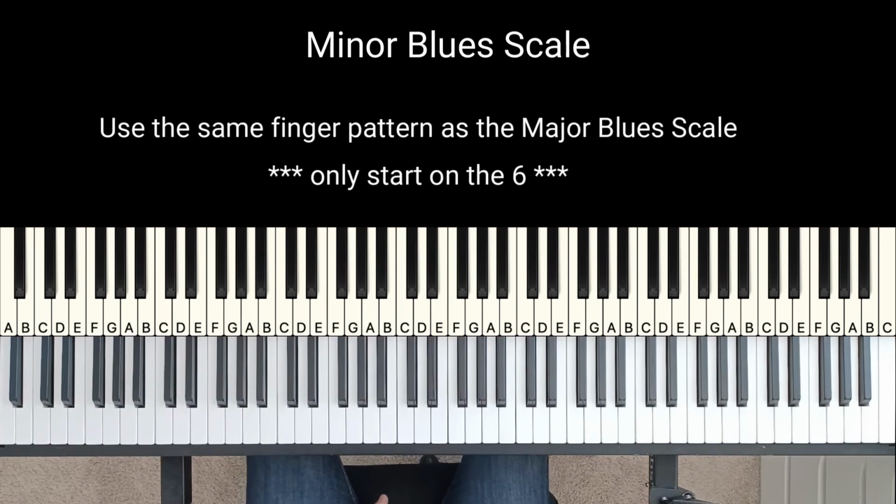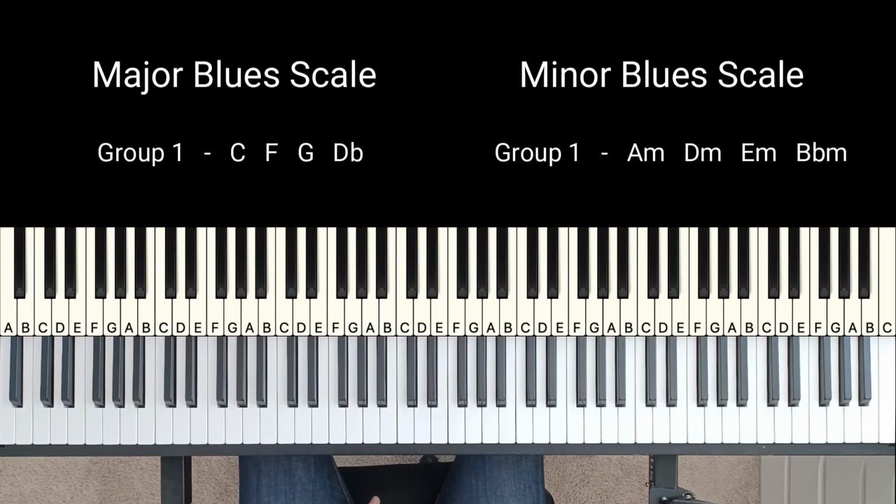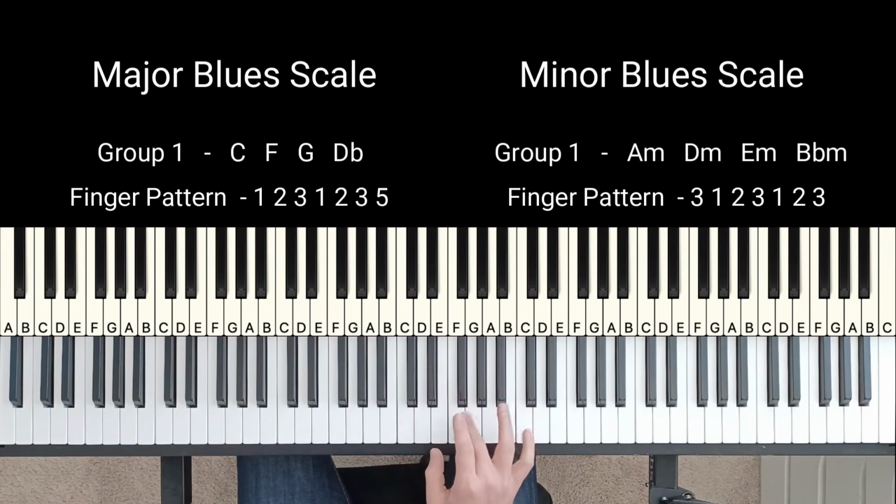So for the major blues scale, group 1 was in this order. It was C, F, G, and D flat. So then group 1 for the minor blues scale is going to be the relative minor of the major. So group 1 in minor will be A minor, D minor, E minor, and B flat minor. And remember, for the major, the finger pattern for group 1 is 1, 2, 3, 1, 2, 3, 5. So for the minor, it'll be the same pattern. You're just starting on finger 3 instead of starting on finger 1. So let's go through group 1.